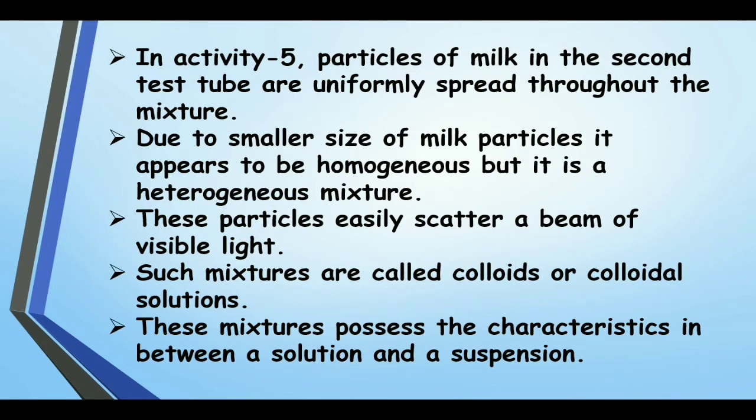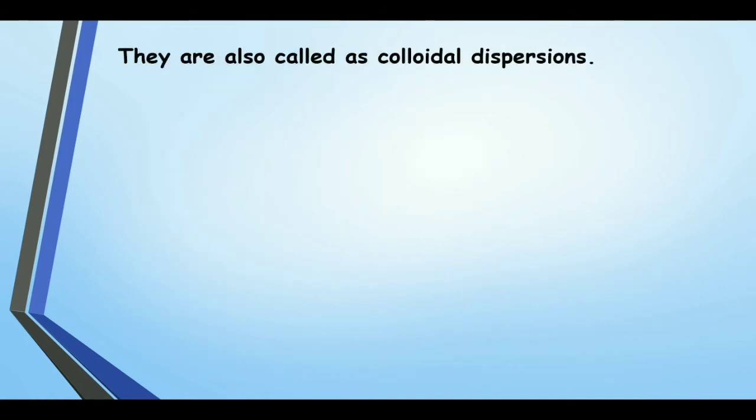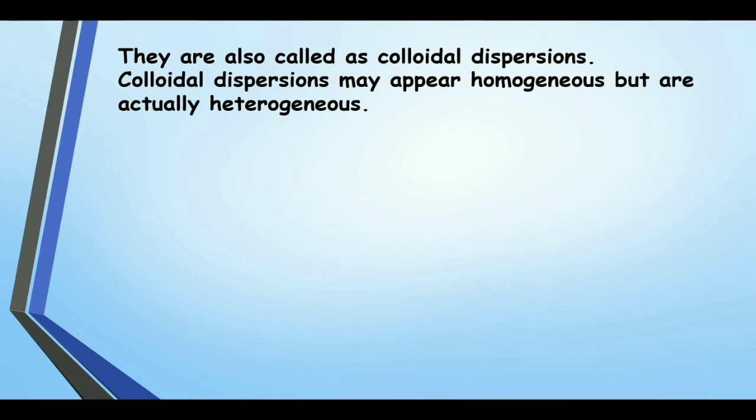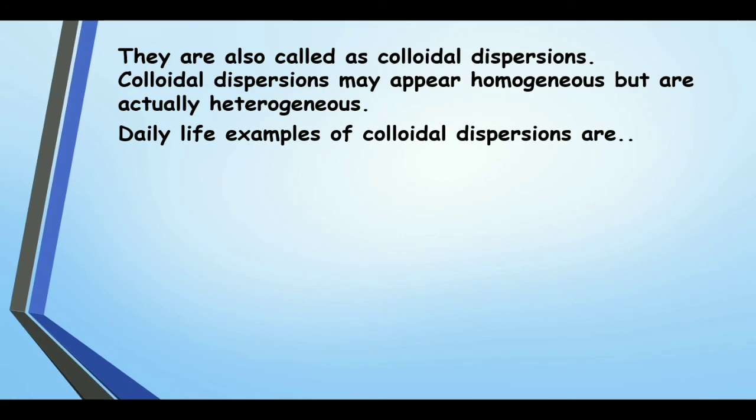In the activity, particles of the milk in the second test tube are uniformly spread throughout the mixture. Due to the smaller size of the milk particles, it appears to be homogeneous, but actually it is a heterogeneous mixture. These particles easily scatter a beam of visible light. Such mixtures are called colloids or colloidal solutions. These mixtures possess characteristics in between a solution and a suspension. Hence, these are also called colloidal dispersions. Colloidal dispersions may appear homogeneous but are actually heterogeneous.